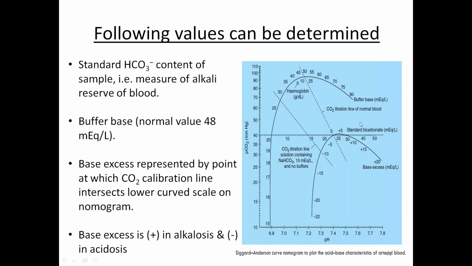Okay. So this is a little bit about the Siggaard-Andersen nomogram, the Siggaard-Andersen curve nomogram. Okay. So this is important to remember. The base excess is positive in alkalosis and negative in acidosis. Okay. Buffer base normal value is 48 milliequivalents per liter.